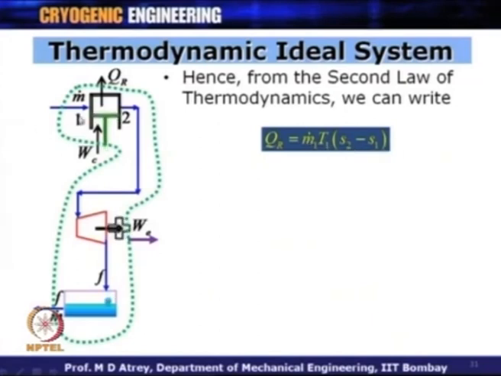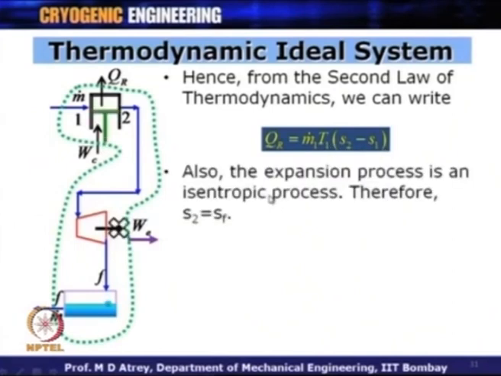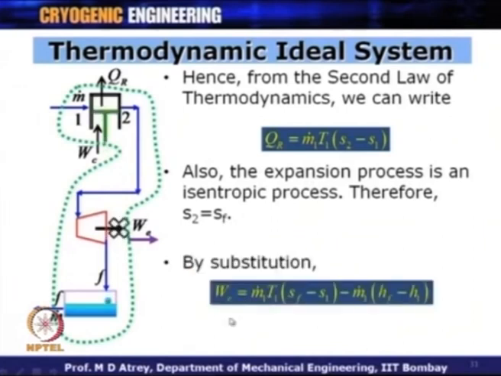Also, the expansion process is an isentropic process, therefore S2 is equal to SF, and I can replace S2 by SF. By substitution, WC, the work of compression, is equal to m1 dot T1 into SF minus S1 minus m1 dot into HF minus H1. So, the entropy difference and enthalpy difference between point 1 and the final point are the most important parameters to be used for calculation of WC. This work of compression is done on the system, and hence the value is expressed as a negative quantity.